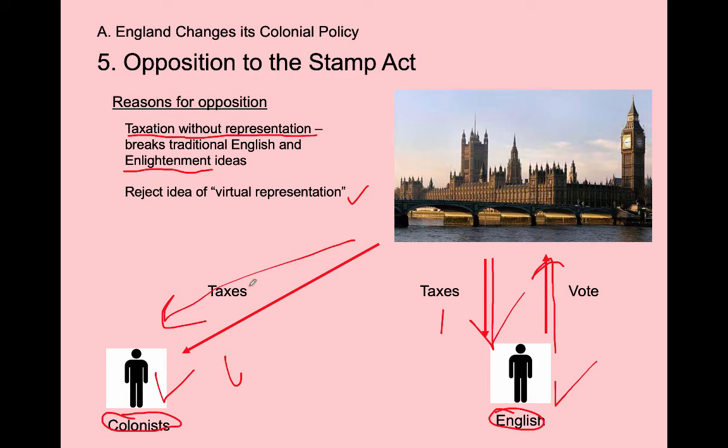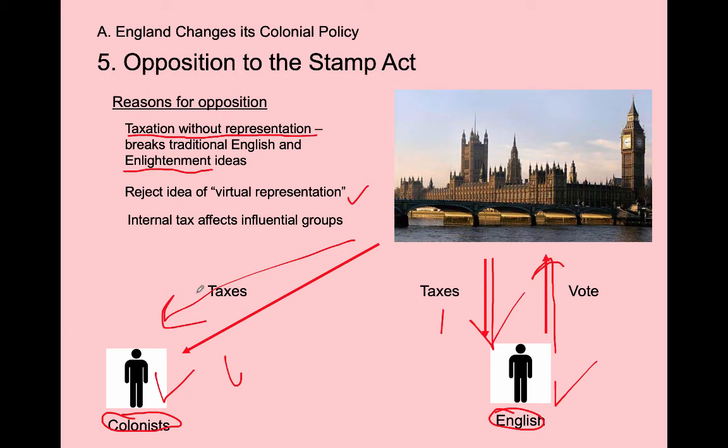Well, the colonists are not going to believe that because they're not going to trust Parliament, because they clearly pass these taxes without thinking about how we feel about it. And since we don't vote for Parliament, we have no way of showing you our displeasure, of stopping this. We can't vote you out of office. So the colonists reject the idea of virtual representation as insulting.